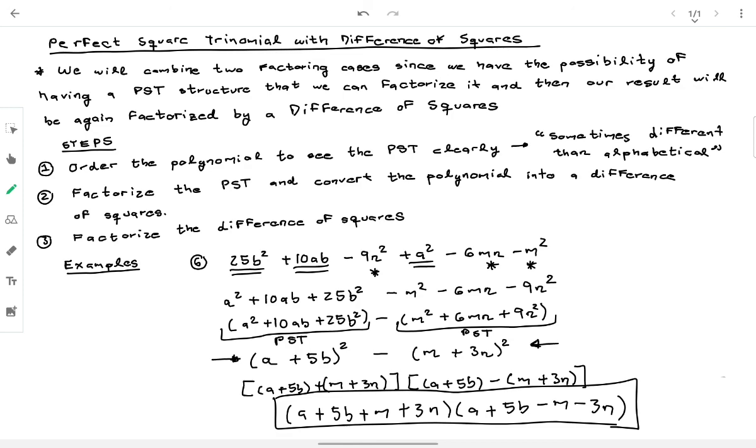So that will be it for today's topic, called perfect square trinomial combined with difference of squares. Thank you for listening.